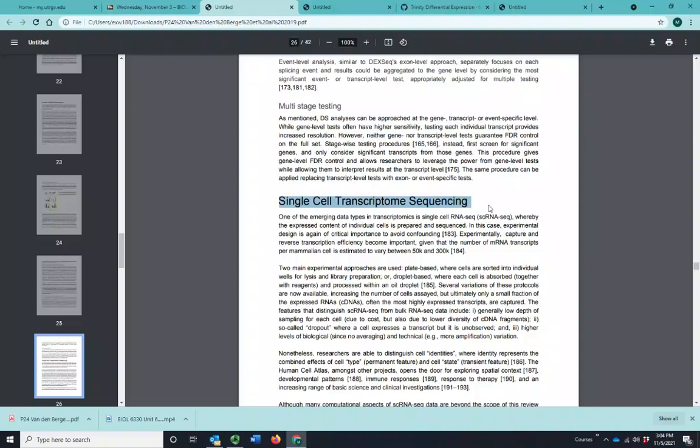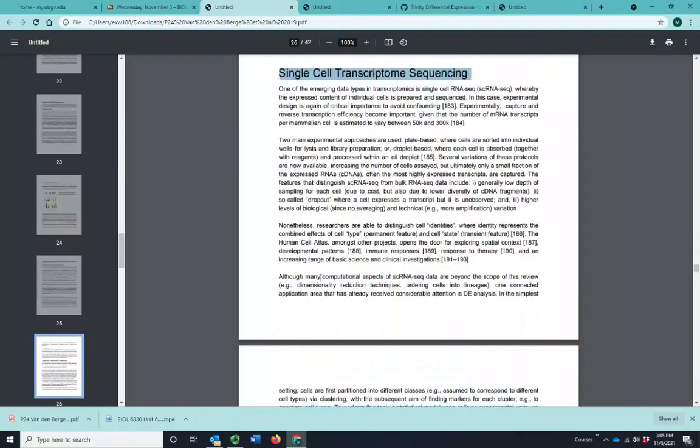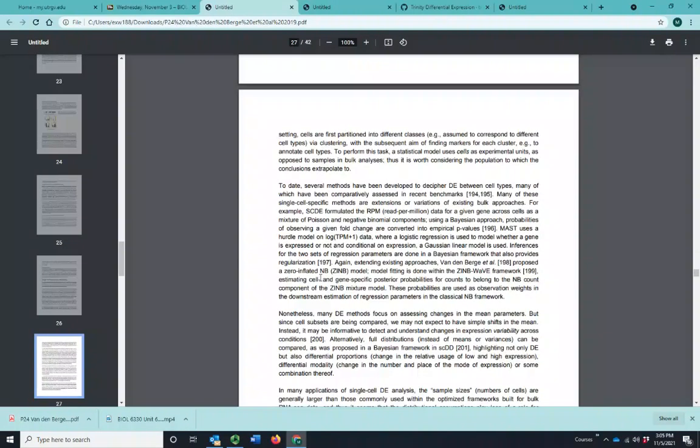So we could even look at different cells in the same tissue, or we could look at cells where we have just a tiny, tiny fraction of a sample. And so it really gives us flexibility and a little bit more magnification, right? We can really zoom in to get all the way down to transcription going on at a single cell level.